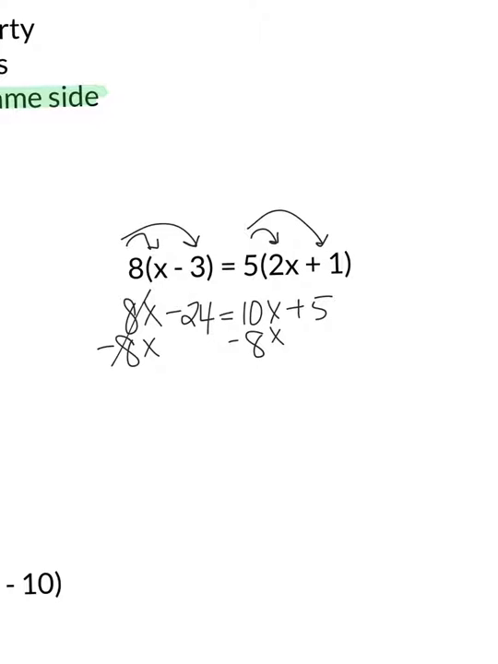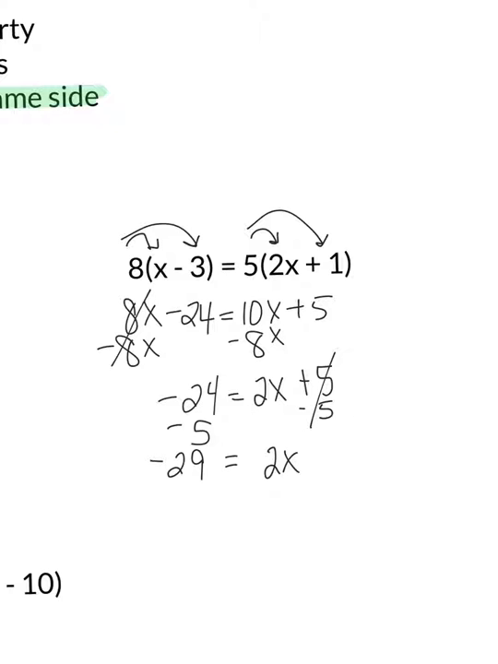So I'm going to drop down my negative 24. Drop down my equal sign. 10x minus 8x is 2x. And drop down my plus 5. Now I'm going to go from here and solve my equation. So it's a 2-step equation. I'm going to subtract 5 from both sides. So I get 2x, so that's gone, equals negative 29. And I'm going to divide both sides by 2.